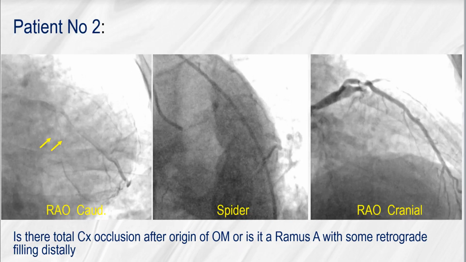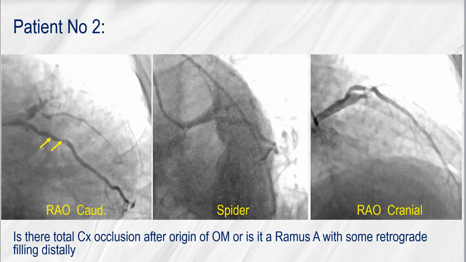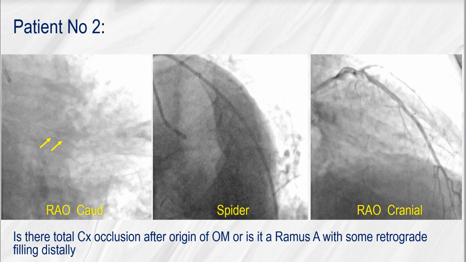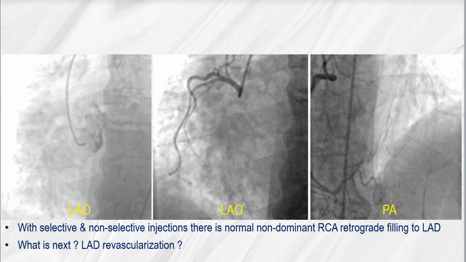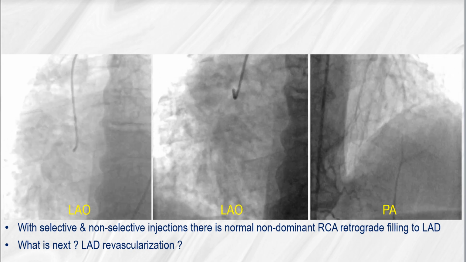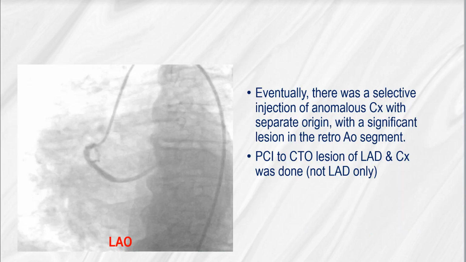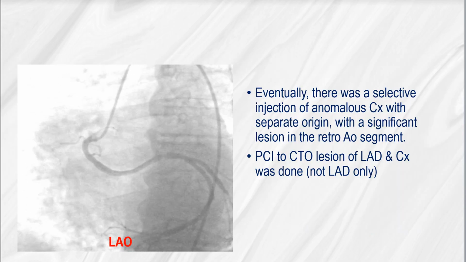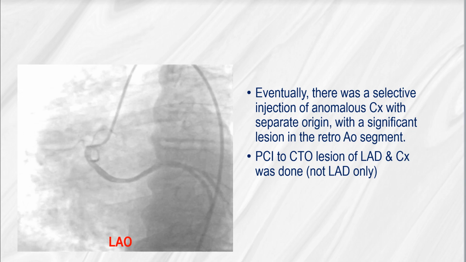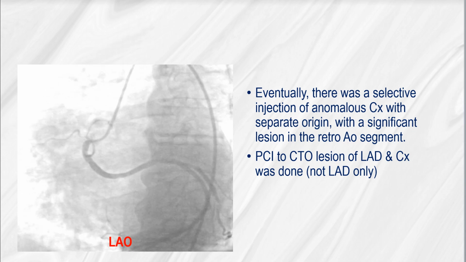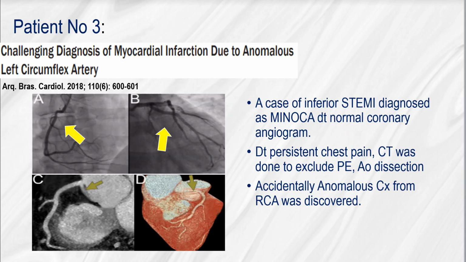In the second patient, is there total CX occlusion after the origin of the OM, or is this artery atretic, with some retrograde filling distally? With selective and non-selective injections, there is a normal non-dominant RCA with retrograde filling to the LAD. What is next? LAD revascularization? Eventually, there was a selective injection of the anomalous CX with separate origin, with a significant lesion in the retroaortic segment. PCI to the CTO lesion of the LAD and CX was done, not LAD only.